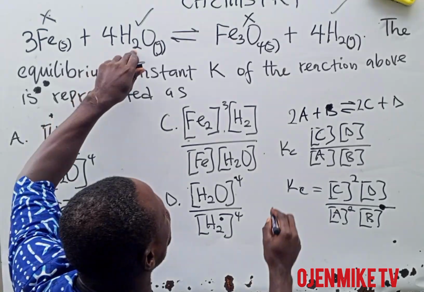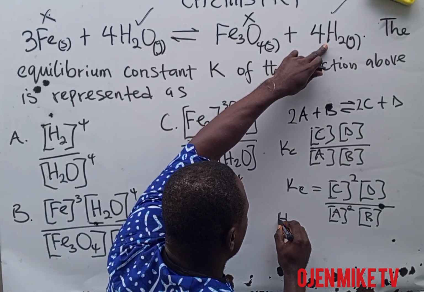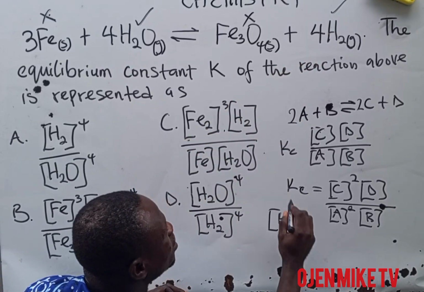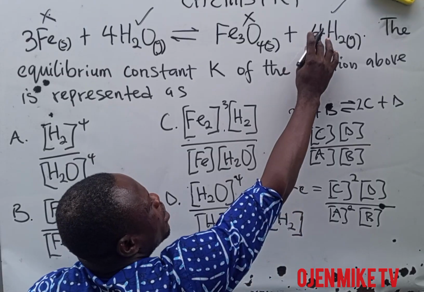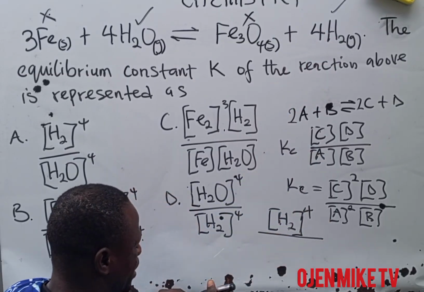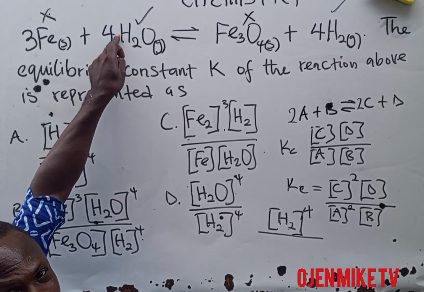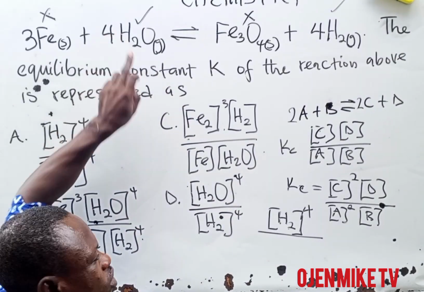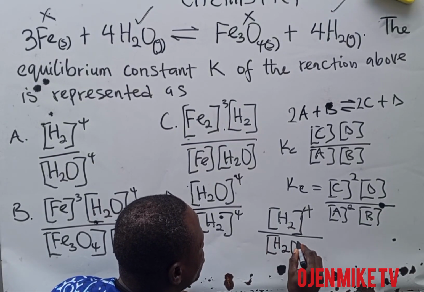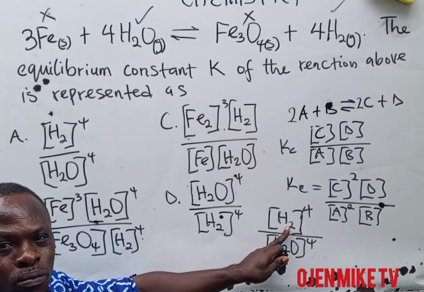You get that? So it will be H2, put it in a bracket. I told you that when there is a coefficient outside, you raise it to the power. So it will be raised to power 4. You divide by this one, which also has 4, so you raise it to power 4: H2O raised to power 4. So this is our equilibrium constant.